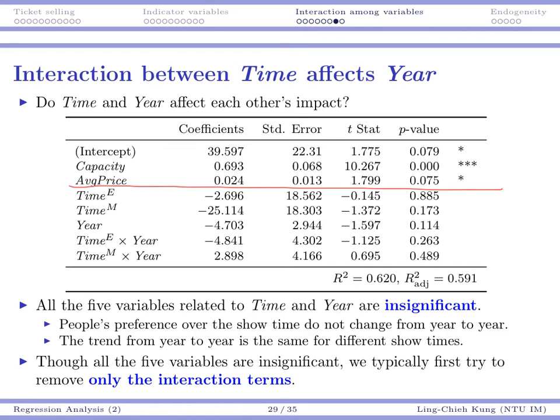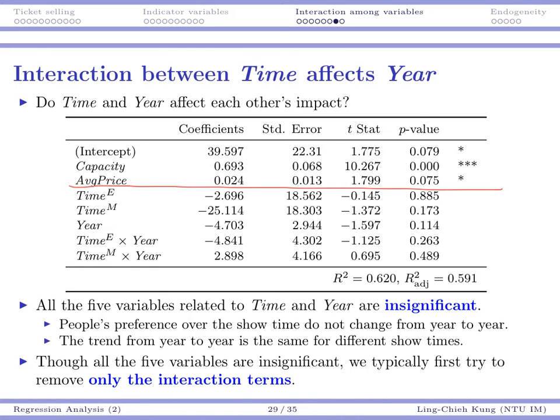Or consider another direction, the trend from year to year. We say there is a decreasing trend, right? The trend from year to year is the same for a different show time. For the morning, we have a downward trend. For the afternoon, we have a downward trend. The slope may be somewhat different, but the difference is not significant. So in summary, we would say time and year, they don't affect each other, at least from our data set.